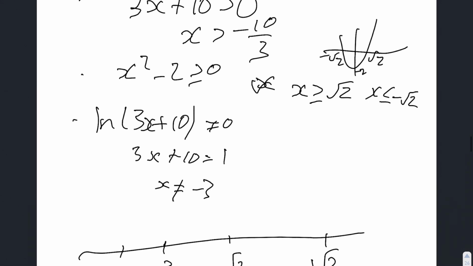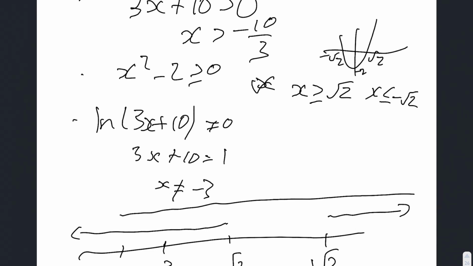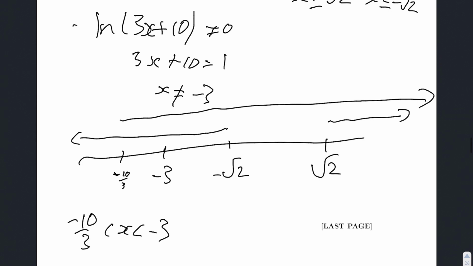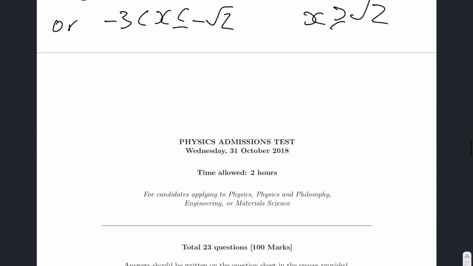Yep. So we need that x has to be within these bounds, and it needs to be bigger than minus 10 thirds, and then it also cannot equal minus 3. So the area where all of these intersect is minus 10 over 3 less than x less than minus 3, and then minus 3 less than x less than or equal to minus root 2, and then x is bigger than or equal to root 2. So all of these together satisfy the question.